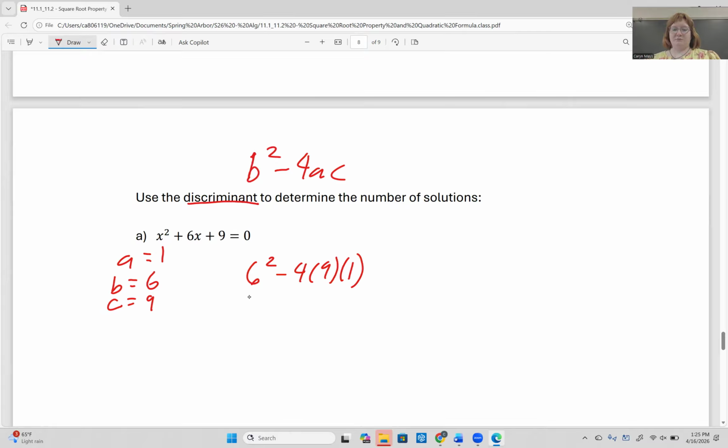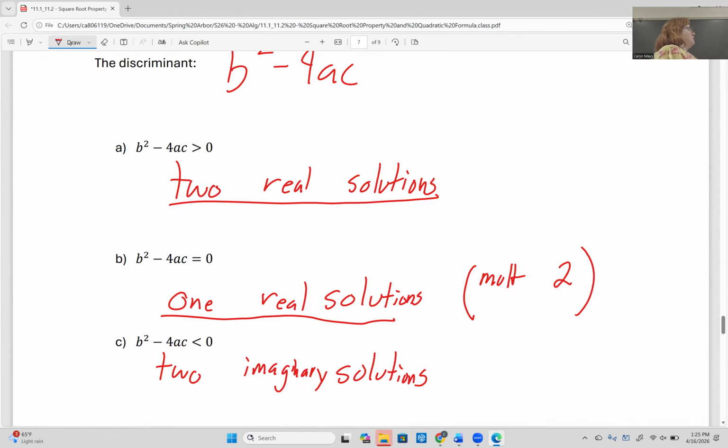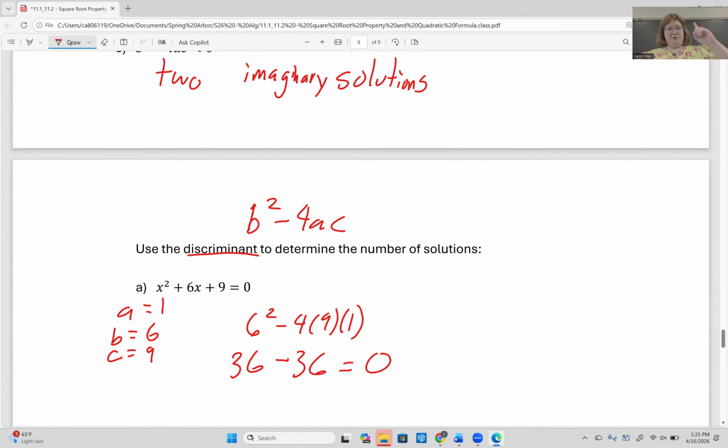6 squared is 36. 4 times 9 times 1 is 36. 36 minus 36 is 0. How many solutions do we have if b squared minus 4ac is 0? Just 1. Anyone see what that solution would be?